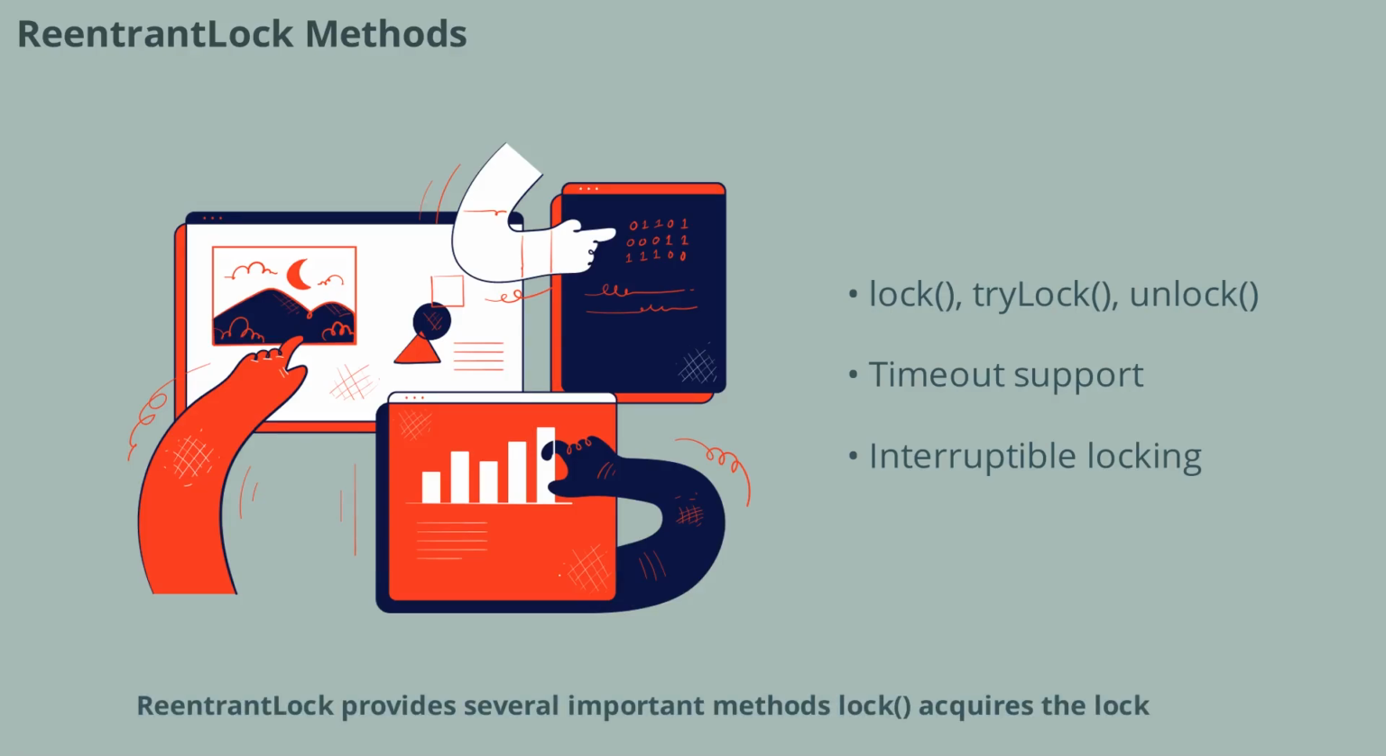lock acquires the lock, blocking if necessary. tryLock attempts to acquire the lock without waiting. tryLock with timeout waits for a specified time. unlock releases the lock, and lockInterruptibly allows interruption while waiting. Always release locks in a finally block to avoid deadlocks.